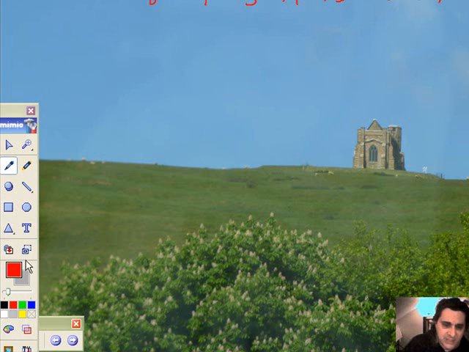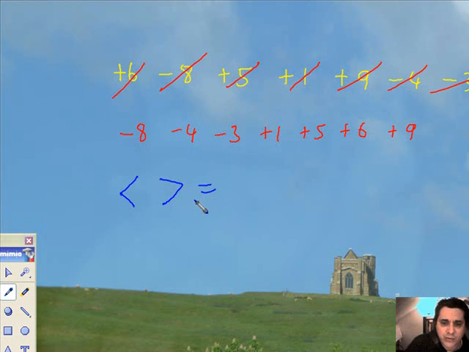Okay, now this is a little bit more tricky. Let's just go to blue. Let's hope blue shows up on blue. I've got to put in the less than sign, the bigger than sign, or an equal sign for these little sums here. So here I go. I'm on 6a. It says minus 5 something minus 8. Is it less than, bigger than, or equal to?